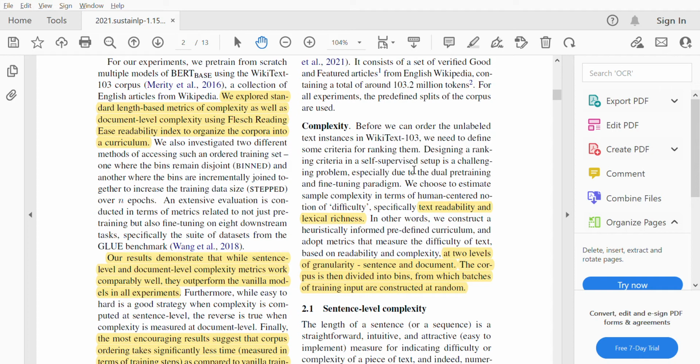By complexity, you could do a very easy, cursory way of handling this and look at just sentence length, right? But in this paper, in addition to sentence length, the authors investigate text on the basis of its readability as well as lexical richness. And they also do this at two different levels, the sentence level and the document level. They then divide this into bins from which we generate training batches, and that is the basis upon which we construct our curriculum.